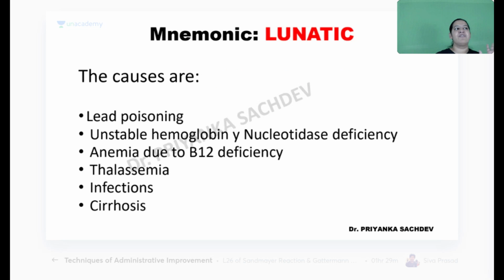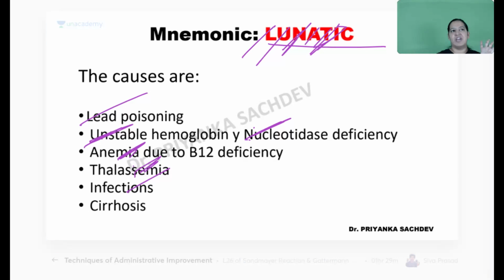These are the causes of basophilic stippling. I have a mnemonic for you. The mnemonic is LUNATIC. L is lead poisoning. U is unstable hemoglobin. N is nucleosidase deficiency. A is anemia due to B12 deficiency. T is thalassemia. I is infection, and C is cirrhosis. Say the full form of LUNATIC.